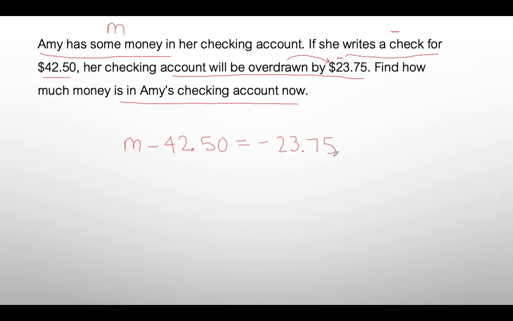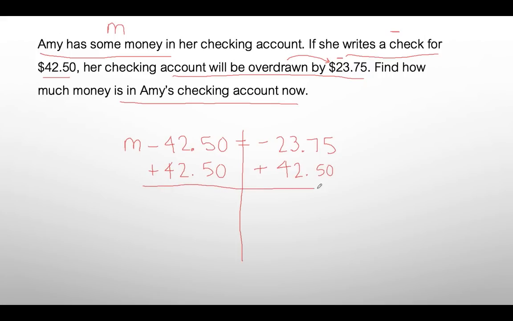So now that I wrote my equation, I can go ahead and solve it. So the first thing I'm going to do is draw my fence. Now if I look over here, it says m minus $42.50. I have subtraction. The inverse operation of subtraction is addition. So now I'm going to add $42.50 to both sides. Now you should start seeing something interesting.